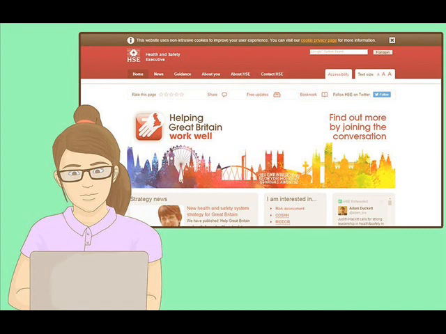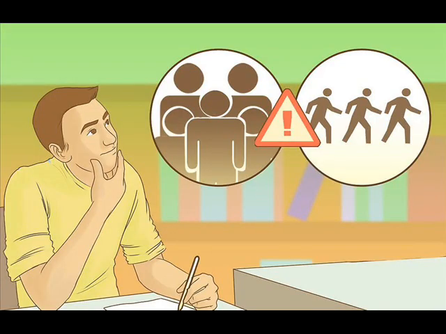In the US, you can access the Government Health and Safety Guidelines website here, www.osha.gov. In the UK, you can access the Government Health and Safety Guidelines website here, www.hse.gov.uk.